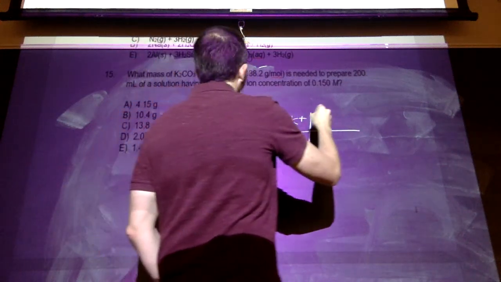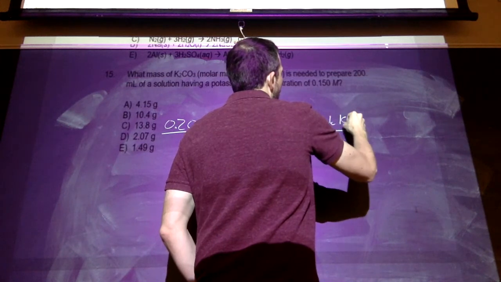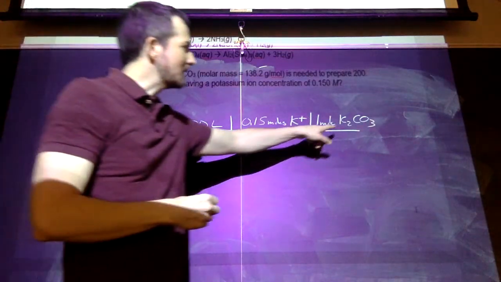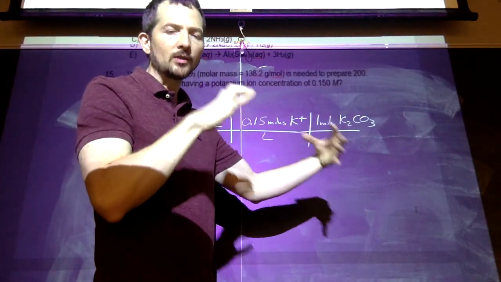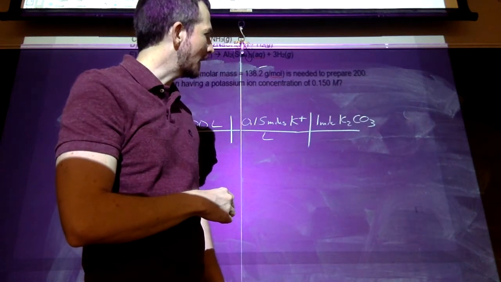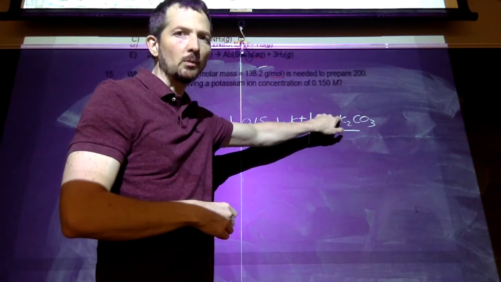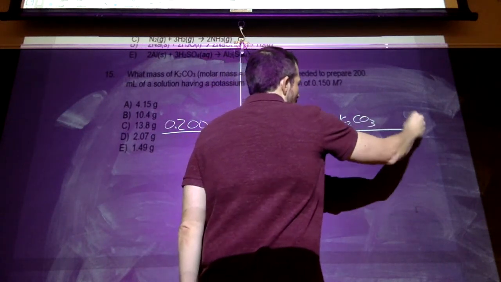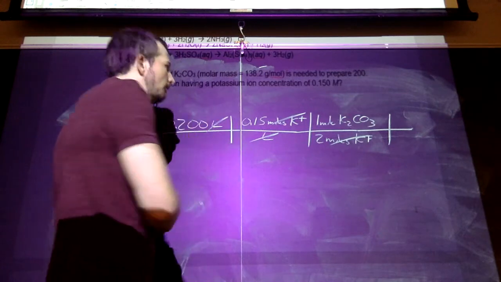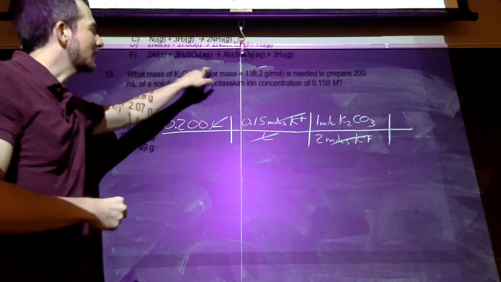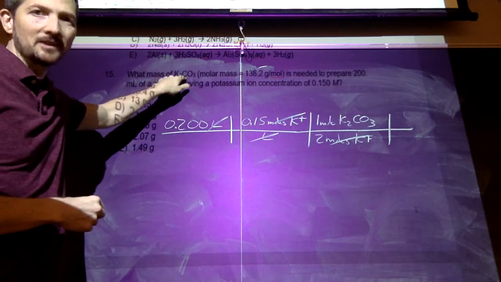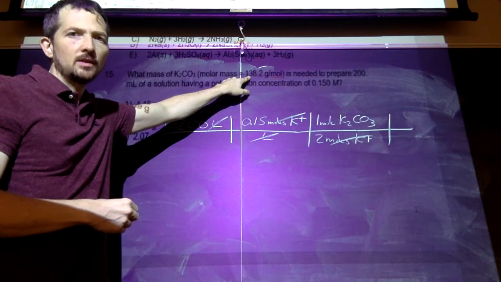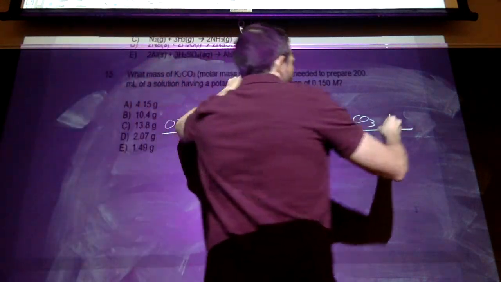Now I know 1 mole of K2CO3, since it's K2, if that broke apart, it's going to form 2 potassium ions. So 1 mole of K2CO3 has 2 moles of K plus. And I did that because it says I have a mass of K2CO3, so I need moles of K2CO3, so I can use this molar mass, 138.2 grams per mole.